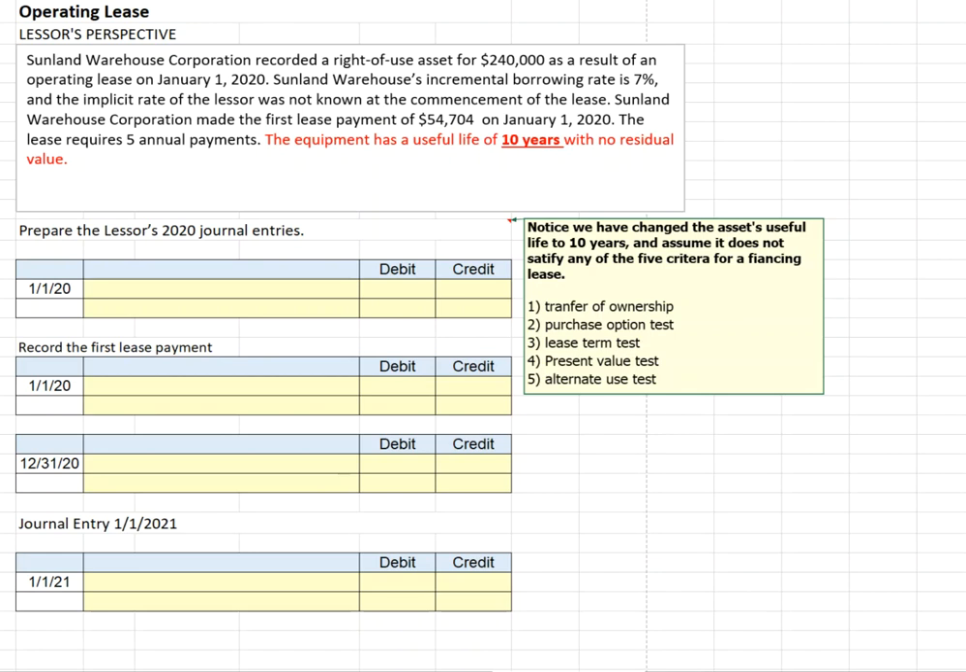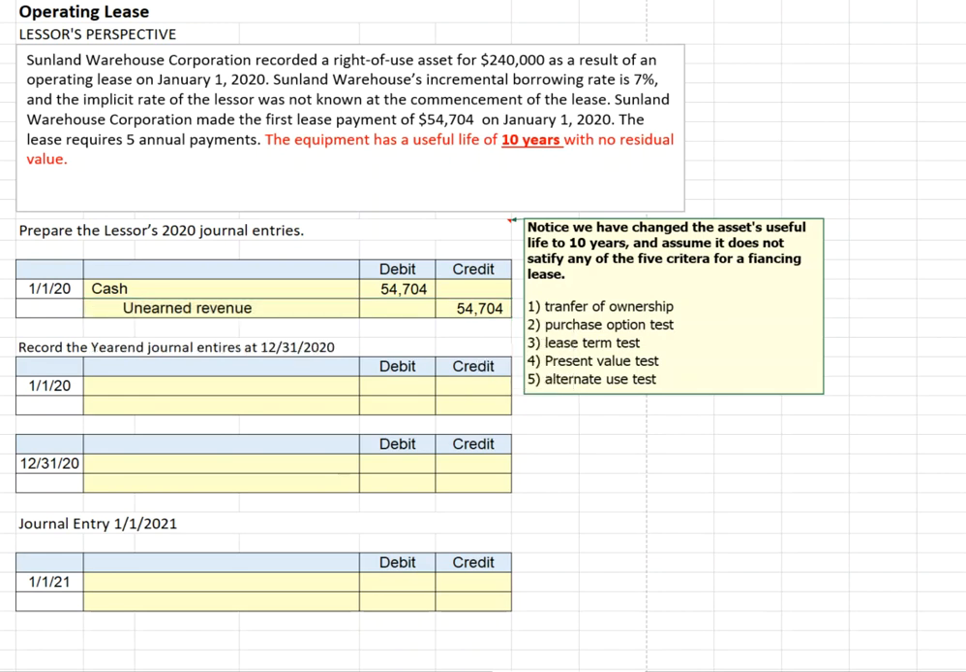Upon the signing of the lease, the lessor does not record a lease asset or a lease liability. But upon the signing of the lease, Sunland does pay us the first lease payment of $54,704. We have not yet done anything to earn that, so we will record the $54,704 as cash and $54,704 as unearned revenue because we have not provided rental of that asset for any period of time yet. Over time, we will earn that lease payment.